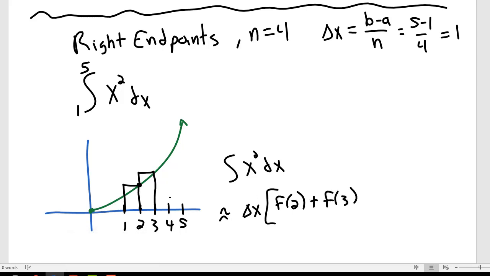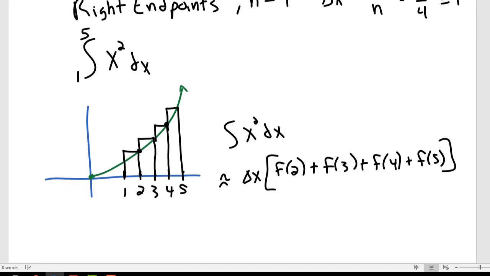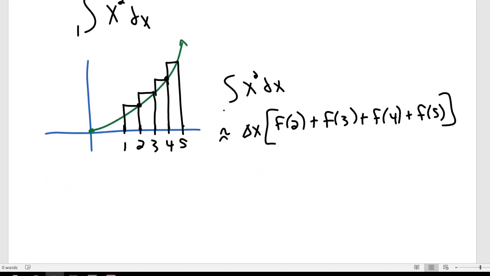And then for the next rectangle, I'm going to look from 3 to 4. I'm going to come up to the function, and there's the height of that rectangle. And then ditto, I'm going to have f at 5 for that last rectangle. So there's the area of the 4 rectangles with right endpoints. And I left off my limits of integration, I apologize. So my integral is from 1 to 5, and we're saying that it's approximately that value.